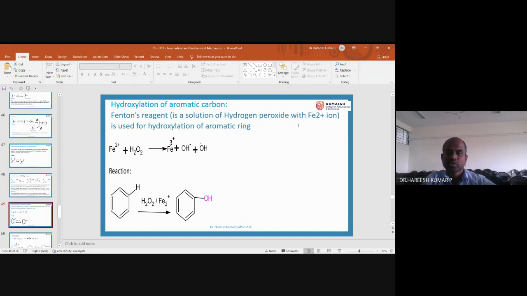So in this process, iron is losing one electron, and itself it's converted into ferric. After taking an electron from the ferrous, hydrogen peroxide splits into hydroxyl radical and hydroxyl anion.